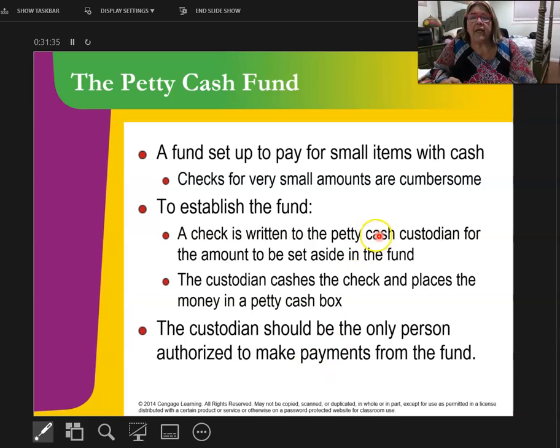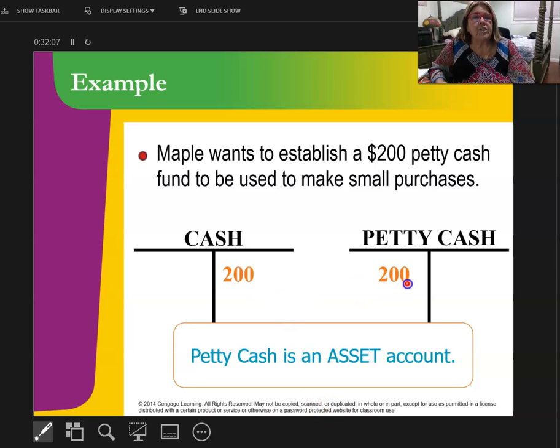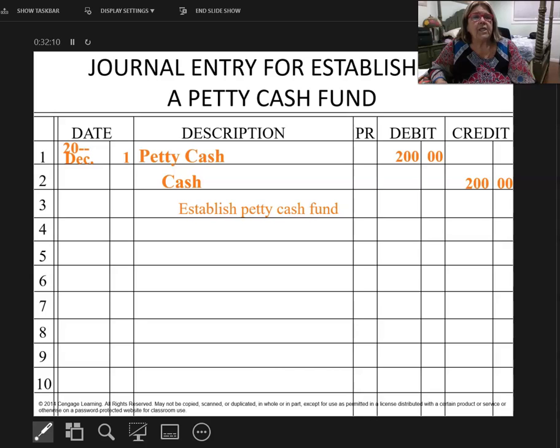The first one is when I establish the account. Establishing the fund is my first journal entry, and then when I replenish it will be my second. So I'm going to establish a petty cash fund. I'm going to write a check out to whoever is the custodian. They're going to go down to the bank, cash it, bring the money back, put it in the box. Here's what's going to happen: I'm going to take money out of my regular cash and debit my petty cash. And here's my journal entry for that. So this is journal entry number 1 to establish the account.